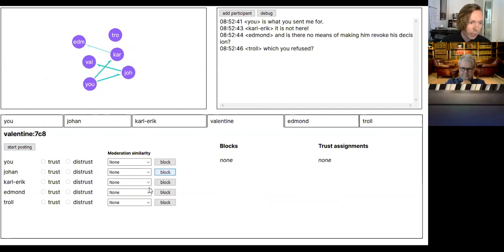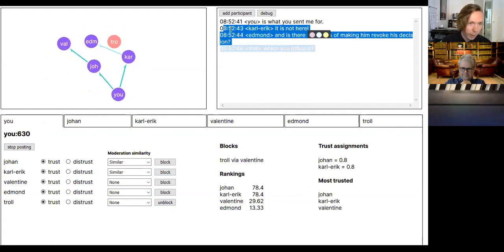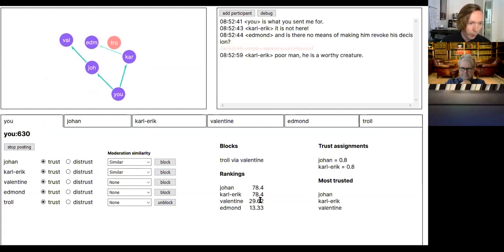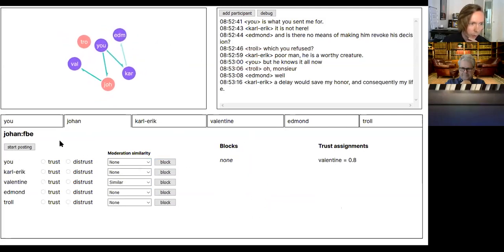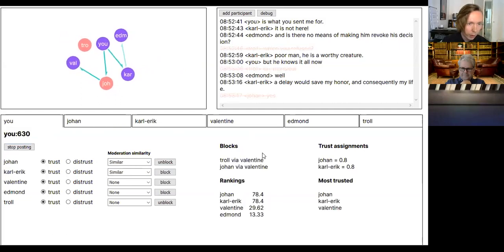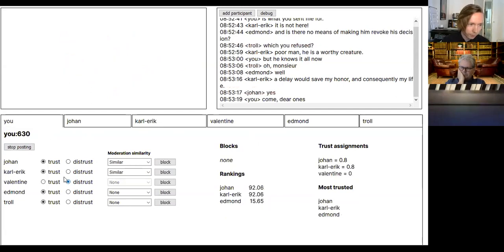So let's have Valentine block the troll. And we can see this is actually being blocked now. However, let's say that my trust for Valentine, maybe I've had a bad experience with Valentine and I can't really affect who she blocks. Like what if she blocks Johan? And let's have Johan talk maybe. Well, now that's happening. I don't really want that to happen. I can't reverse her action there, but I can say I don't trust her.